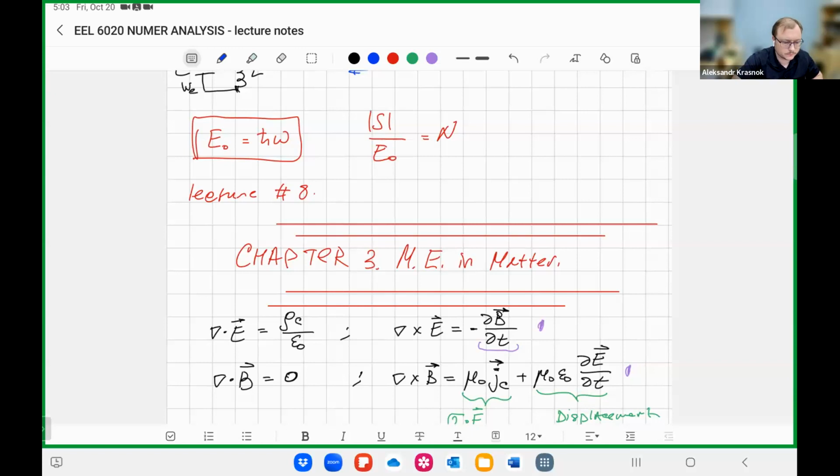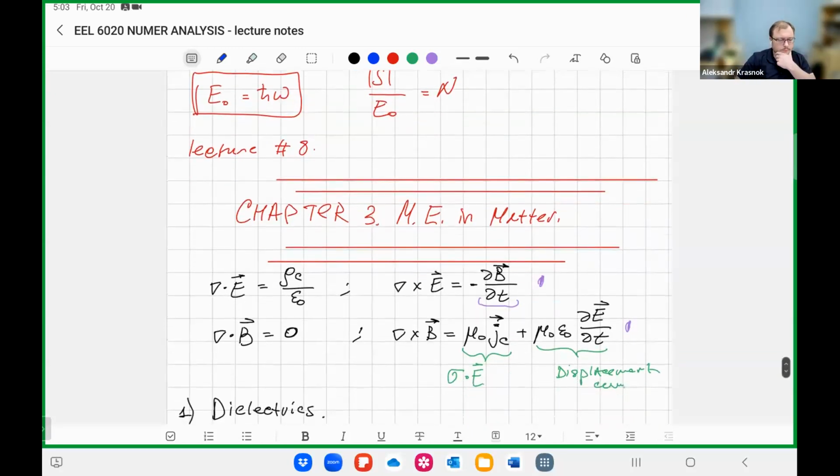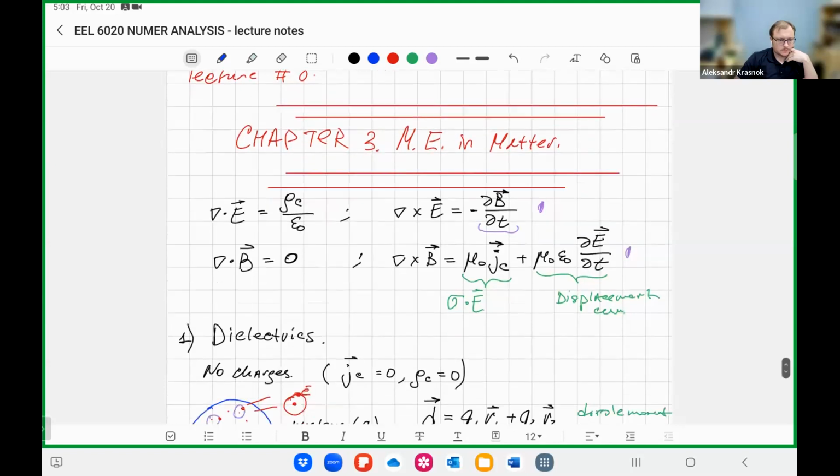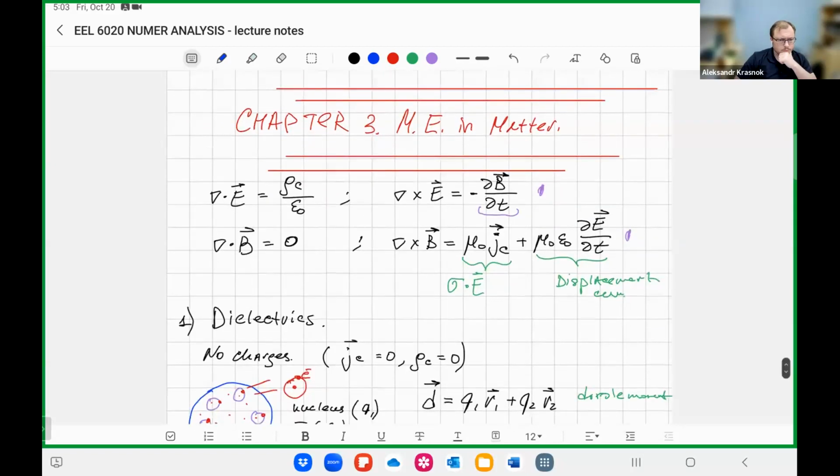All right, so as usual, let's start with a brief recap of what we did last time. Last time we started discussing the Maxwell equations in matter, in different materials, starting from the formulation of Maxwell equations in free space as we derived them.